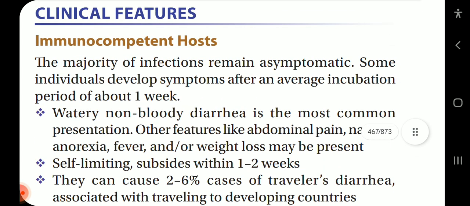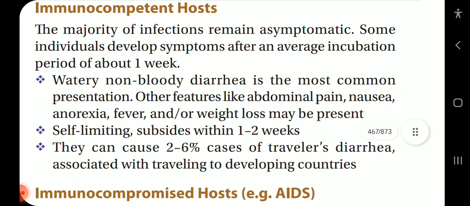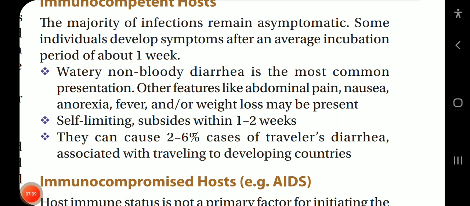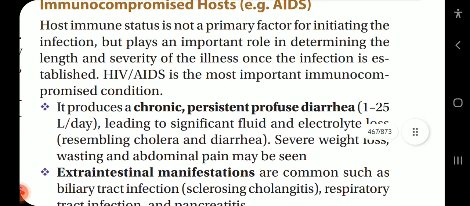Now coming to clinical features. In the immunocompetent host, the majority of infections remain asymptomatic. Some individuals develop symptoms after an average incubation period of about 1 week. Watery non-bloody diarrhea is the most common presentation. Other features like abdominal pain, nausea, anorexia, fever and/or weight loss may be present. It is self-limiting and subsides within 1 to 2 weeks. They can cause 2 to 6% of cases of travelers' diarrhea associated with traveling to developing countries.